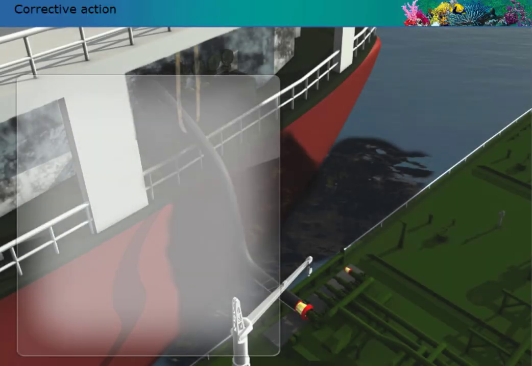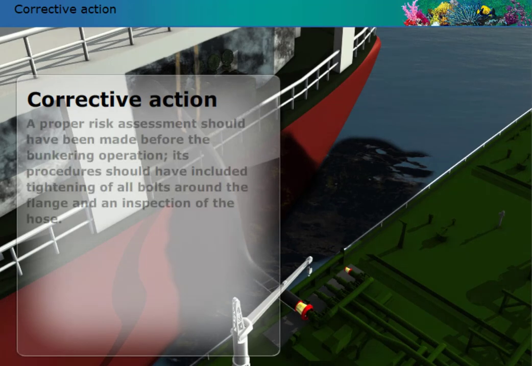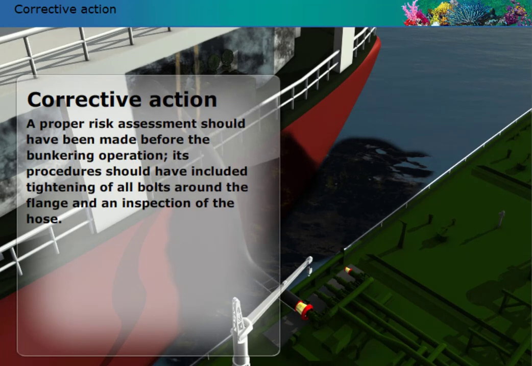Corrective action. A proper risk assessment should have been made before starting the bunkering operation. The procedures should have included tightening of all bolts around the flange and an inspection of the hose.